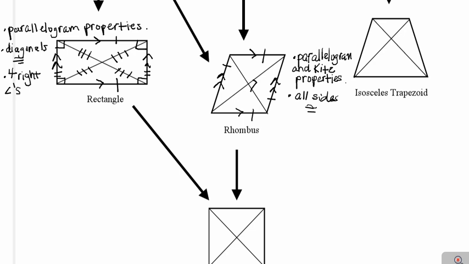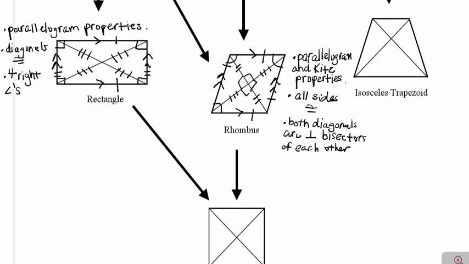From the kite, we know that the diagonals are perpendicular, so there are 4 right angles in the middle. And not only does it bisect one of the diagonals, but actually both diagonals are perpendicular bisectors of each other. So that would mean that those 2 segments are congruent, and these 2 segments are also congruent. We know that from the parallelogram that opposite angles are congruent to each other. So I'm going to put those tick marks on the opposite angles.